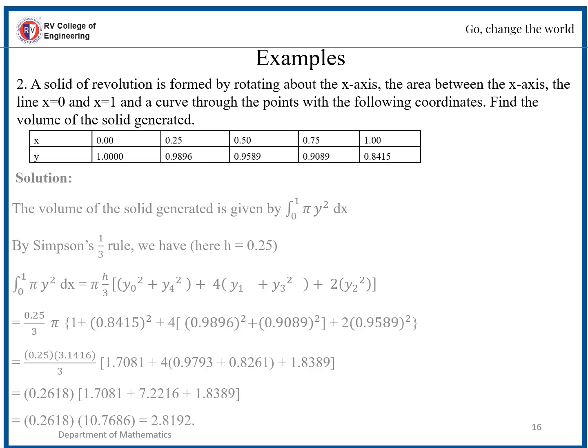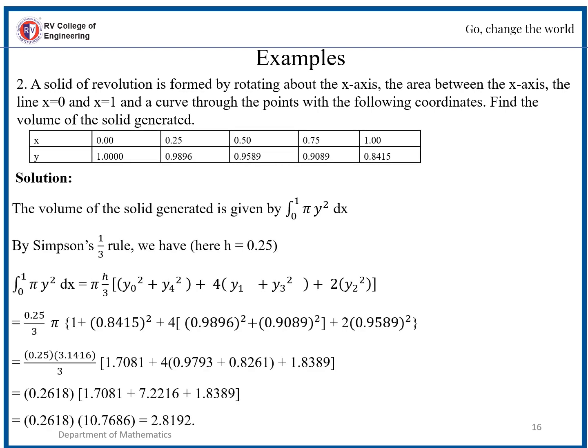Let me take the second example now. The problem is: a solid of revolution is formed by rotating about the x-axis the area between the x-axis, the lines x equal to 0 and x equal to 1, and a curve through the points with the following coordinates. The tabulated values are given to us. You can see x has the values 0, 0.25, 0.5, 0.75, 1. The corresponding y values are 1, 0.9896, 0.9589, 0.9089, 0.8415.